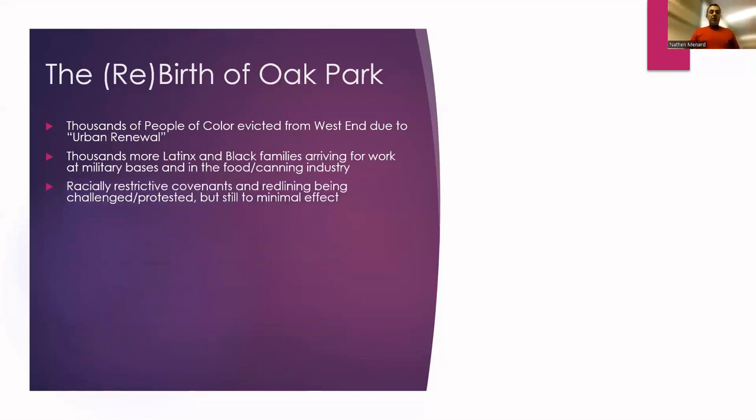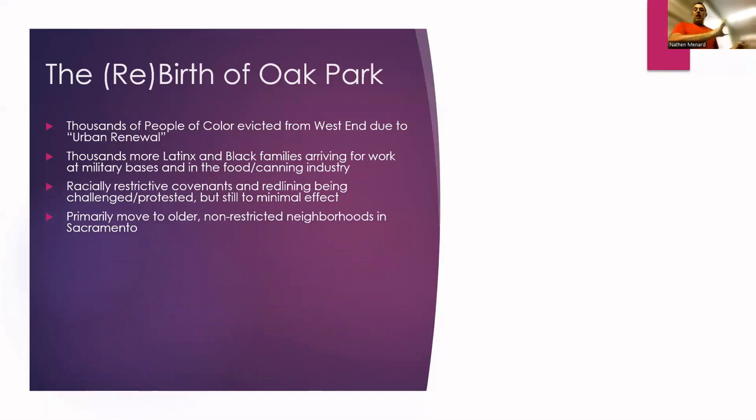The racially restrictive covenants and redlining were starting to be challenged during this time. People were starting to challenge the legality and the morality of these things, but really to minimal effect. Most of the challenges weren't really effective. Racially restrictive covenants at this period in time were still being more or less maintained.